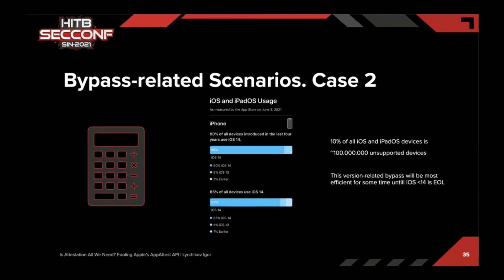Here is a small piece of statistics regarding that. It says that 10% of all iOS and iPadOS devices, which is around 100 million unsupported devices, are below iOS 14. And I think this version-related bypass will be the most efficient thing for some time, until iOS versions less than 14 are end of life and not supported anymore.